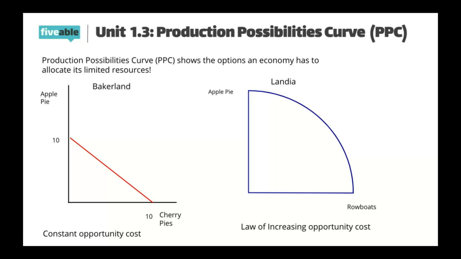The production possibilities curve you're going to deal with in micro and most of macro is going to be bowed out. Why is it bowed out? Because it's the law of increasing opportunity cost: as I make decisions to make one more of something, I am giving up even more.